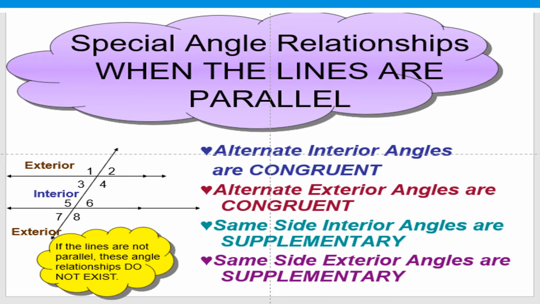Okay, so special angle relationships when the lines are parallel. If you have parallel lines, alternate interior angles are congruent. Alternate exterior angles are congruent. Same side interior angles are supplementary, and same side exterior angles are supplementary.